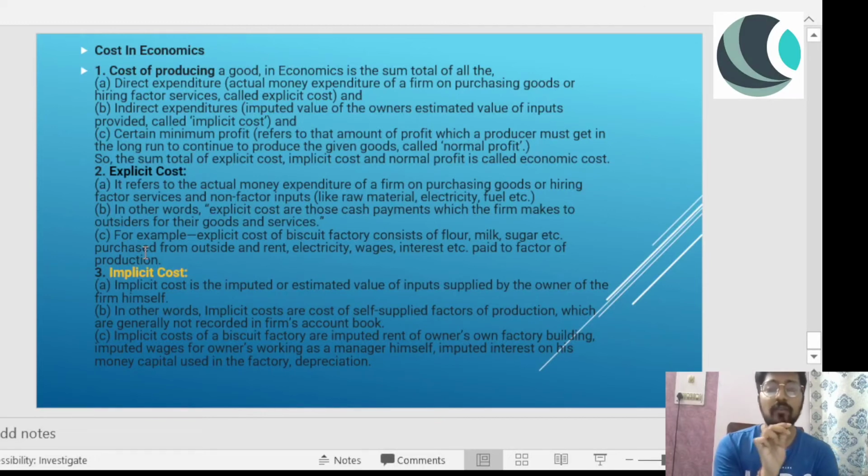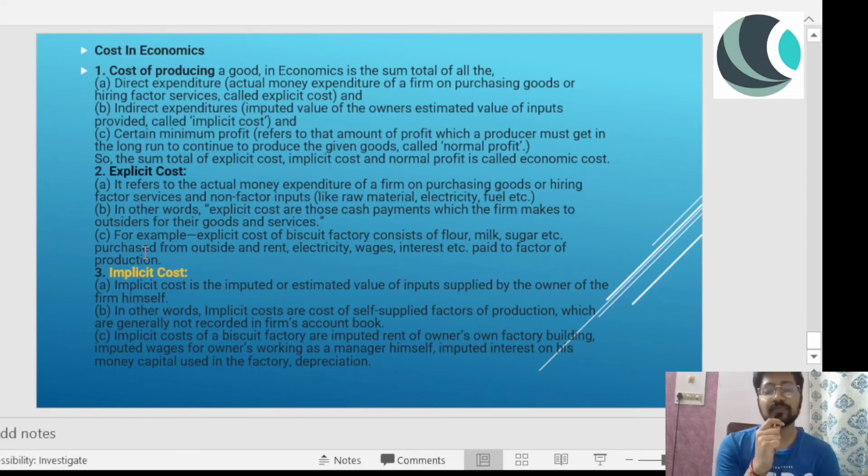So I hope everyone who is watching the video is pretty much clear with what explicit cost is: actual money expenditure that I'm paying to the outside of my firm. Now what is implicit cost? Implicit cost is the imputed or estimated value. Firstly, we need to focus upon this. Implicit cost is the imputed or estimated value of inputs supplied by the owner of the firm himself.